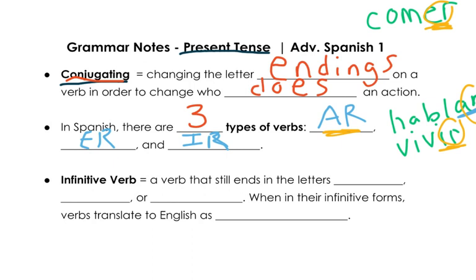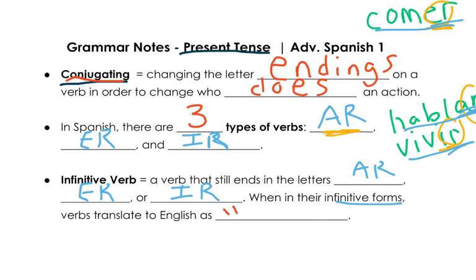All right. And then you also see down here, it says infinitive verb. So an infinitive verb is basically just a special name that they give to a verb that still ends in the letters AR, ER, or IR. So if you ever see a verb in action, like these 3, that still end in the letters ER, AR, or IR, that verb is considered to be in its infinitive form.